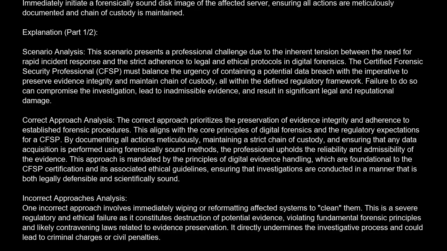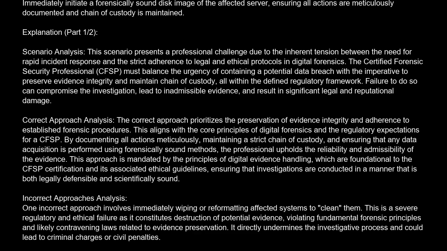The correct answer is A. Immediately initiate a forensically sound disk image of the affected server, ensuring all actions are meticulously documented and chain of custody is maintained. Explanation. Scenario analysis. This scenario presents a professional challenge due to the inherent tension between the need for rapid incident response and the strict adherence to legal and ethical protocols in digital forensics.